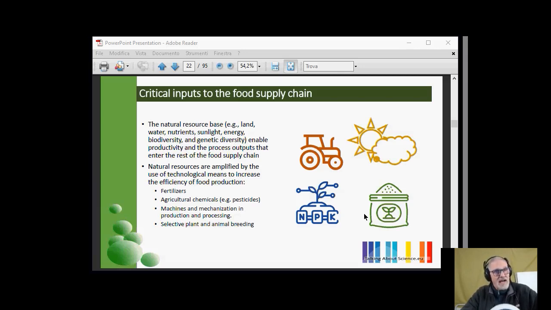Plants may be fed to animals, but if you remember the thing about the primary producers and then the primary consumers and secondary consumers, so you have food chains. Even though it's on a farm, you still have food chains. And we have the biodiversity, we have the genetic diversity. These are the things which enable the productivity of the processes themselves.